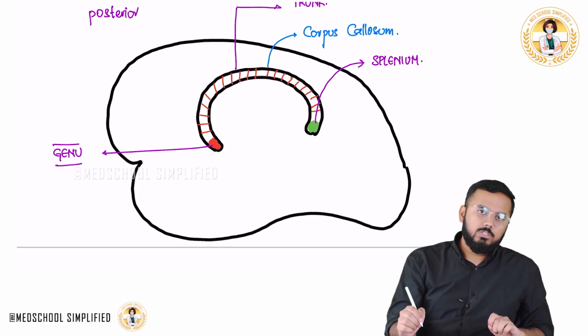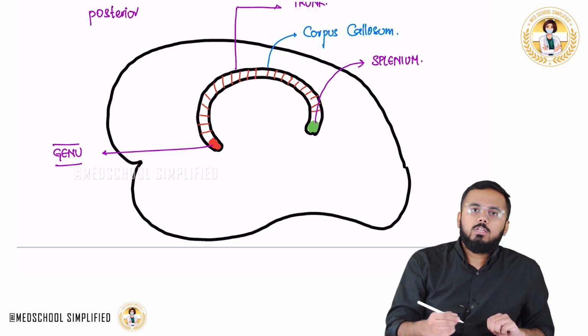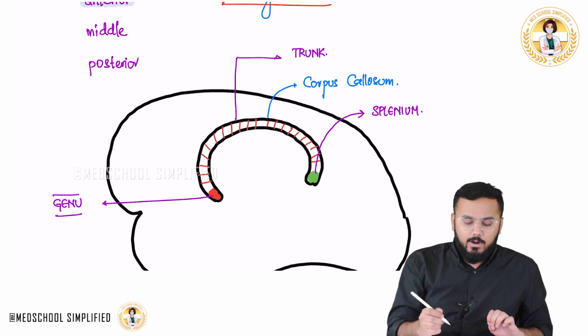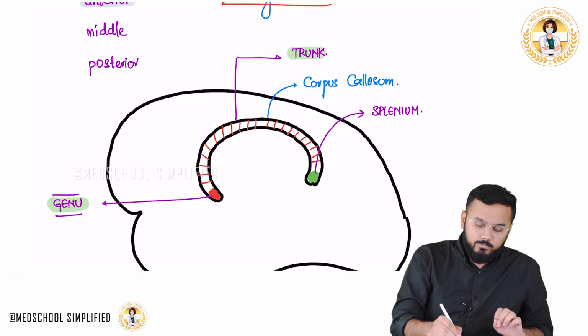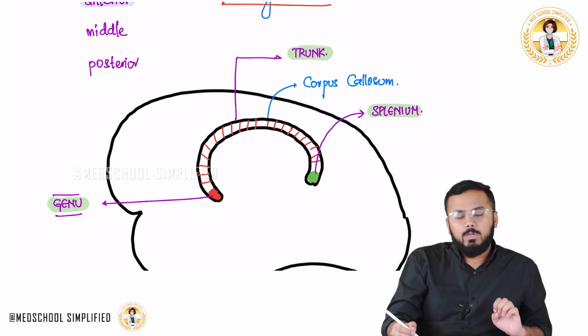So far how many structures have we discussed, guys? We have discussed three important structures. The head is called the genu of corpus callosum. Next you have the trunk, and after that you have your splenium. So this is your genu, this is your trunk, and this is your splenium.